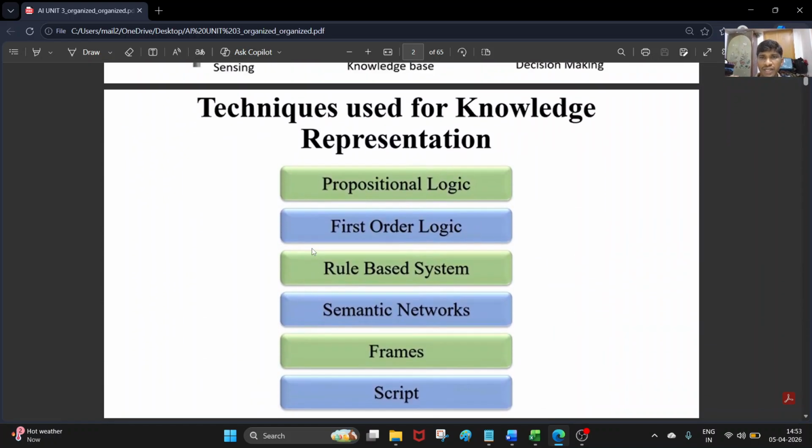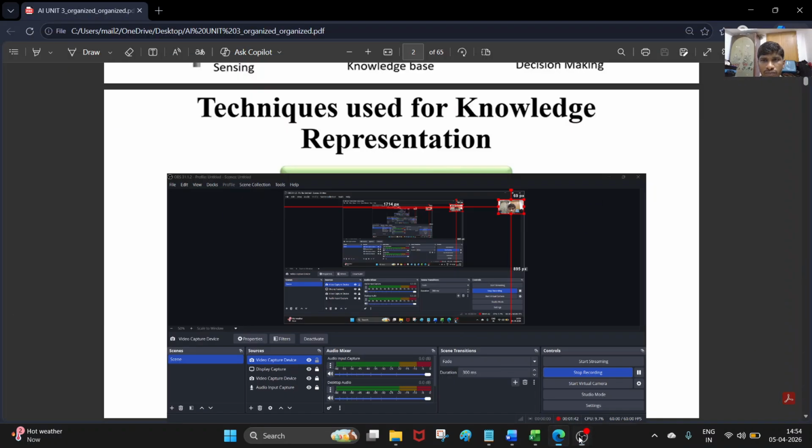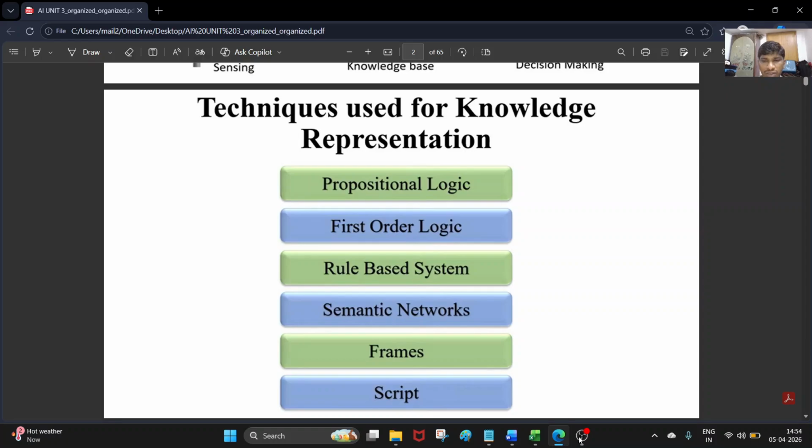There are different techniques used for knowledge representation. First one is propositional logic, then first order logic, rule based system, semantic network, frames, and scripts. So these are all the knowledge representation techniques.